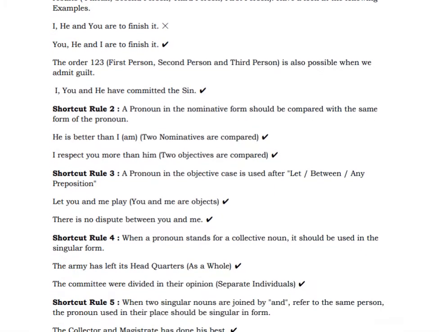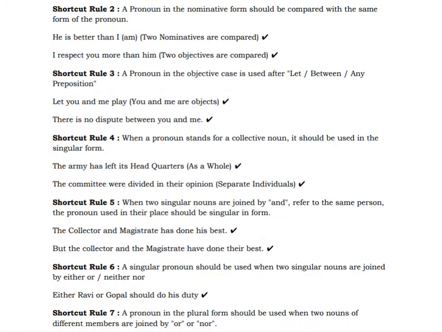Now let us go to rule number 3. What is rule number 3? A pronoun in the objective case is used after let and after any preposition.